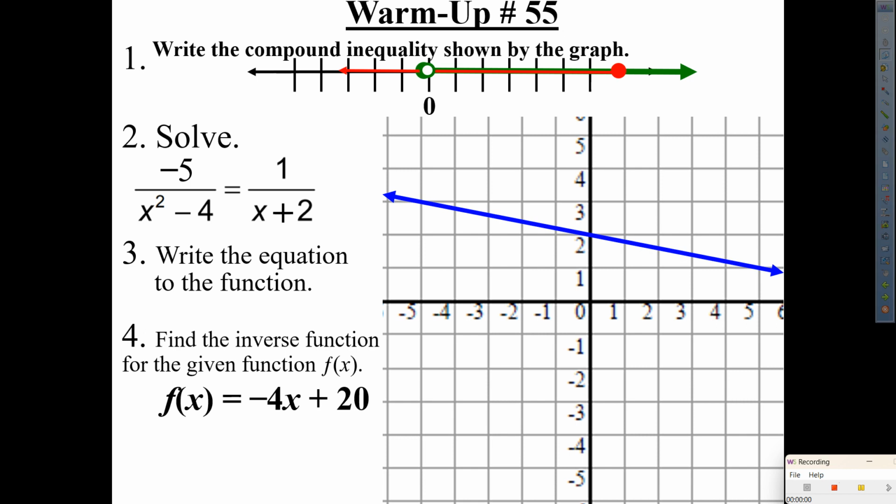Welcome back to another exciting day of mathematics. Warm-up 55 is on the screen. Shouldn't take you long for that. As soon as you're done with that, make sure you grab 3 graph papers. We're moving on today to another section. Get started, please.